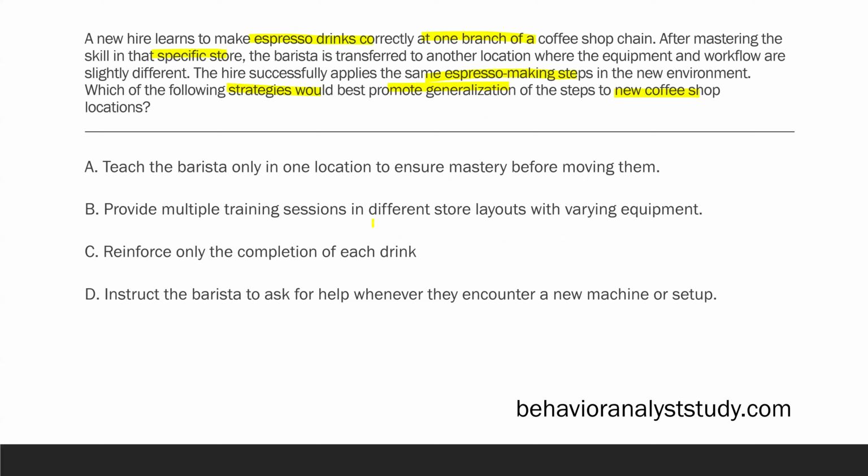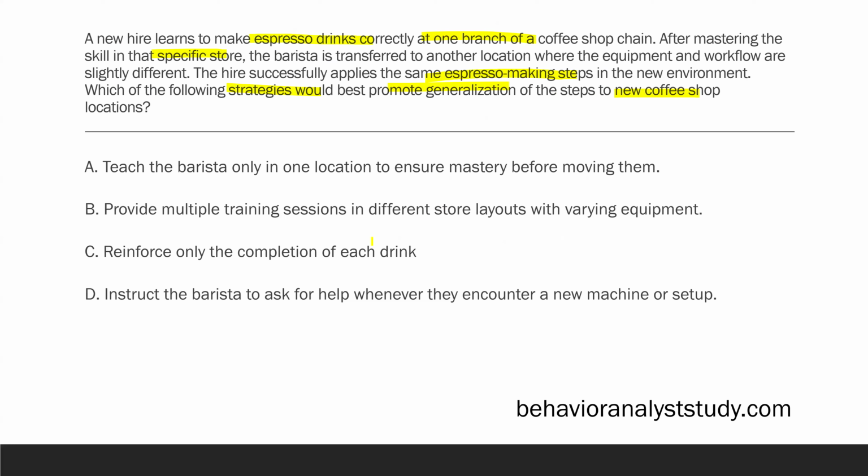A, teach the barista only in one location to ensure mastery before moving them. Well, teaching in one location with the same stimuli over and over again is going to master or help strengthen that skill in that environment, but it's not necessarily going to promote generalization.